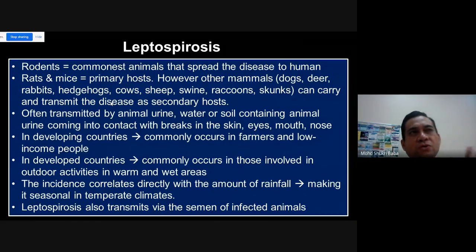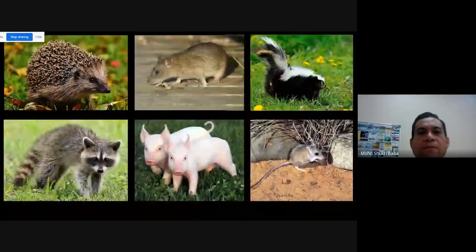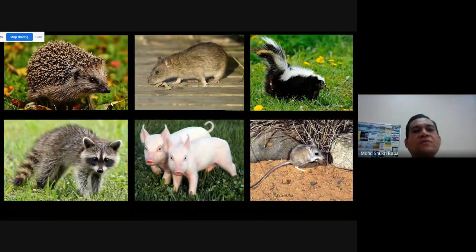So two different scenarios in two different regions, right? Whatever it is, anything that brings rats, rodents, or water-logged areas, you might have leptospirosis. Alright. So the incidence correlates directly with the amount of rainfall, making it seasonal in temperate climates. And leptospirosis can also be transmitted via the semen of infected animals. So these are the animals that may be carriers or reservoirs for the spread of leptospirosis.